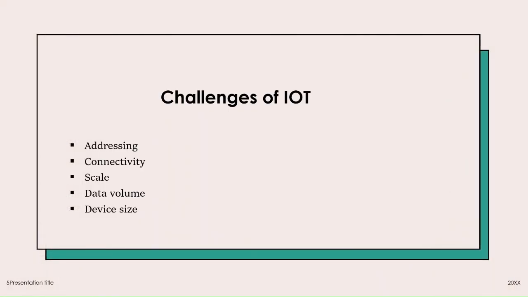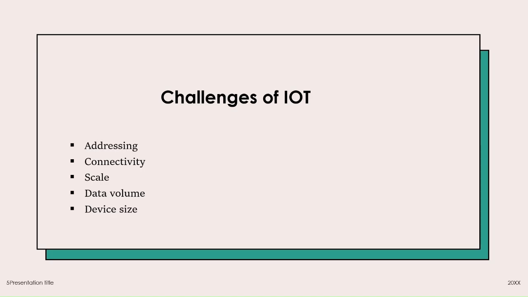What are the challenges of IoT? In IoT, there are five types of challenges. Those are addressing, connectivity, scale, data volume, device size. Let us see addressing. Each IoT device needs a unique IP address. Managing millions of devices is difficult.